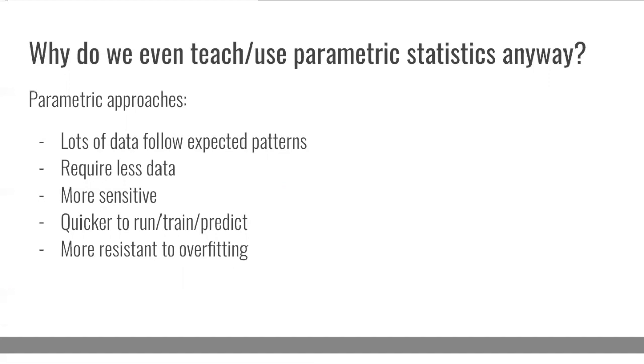When you take information from a quantitative scale and put it on a rank scale, you lose nuance and information in that process. So if you don't need to lose that sensitivity and those differences in the underlying data and can use a parametric approach, often that is the best approach. It's also quicker to run, train, and predict most parametric models, and they're more resistant to overfitting. Now, that's not to say that parametric statistics are always the way to go. We've spent 2 videos now talking about when non-parametric approaches are helpful, and we're going to continue to talk about those throughout these videos.